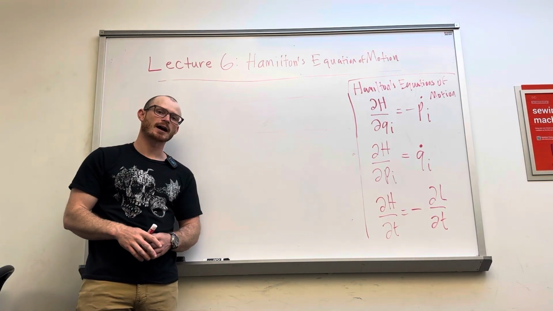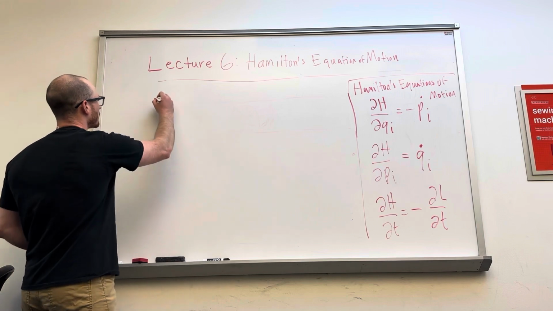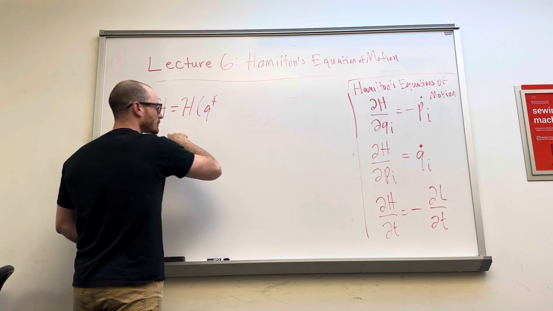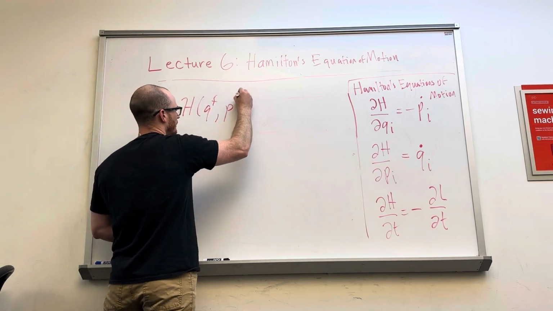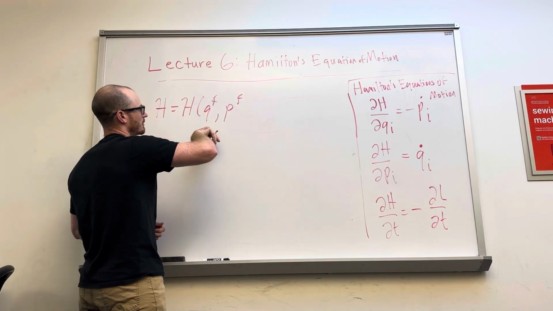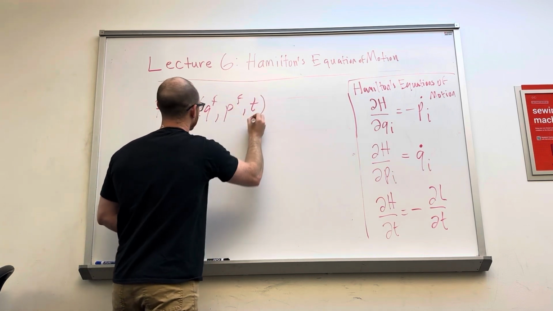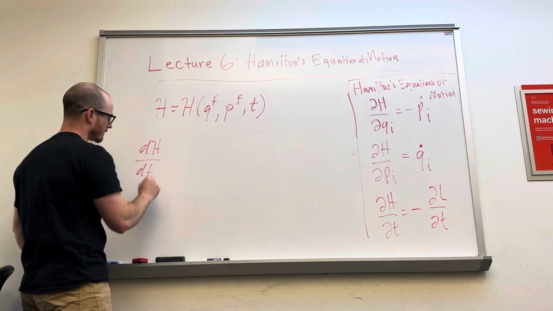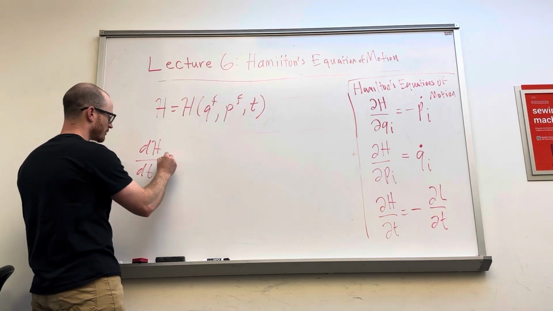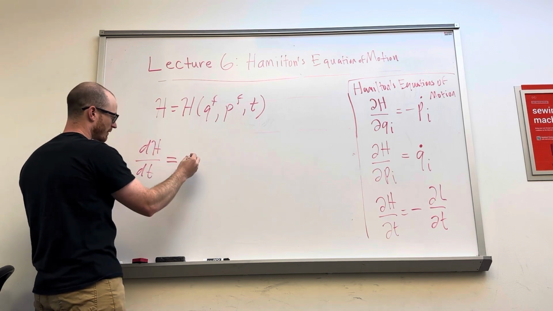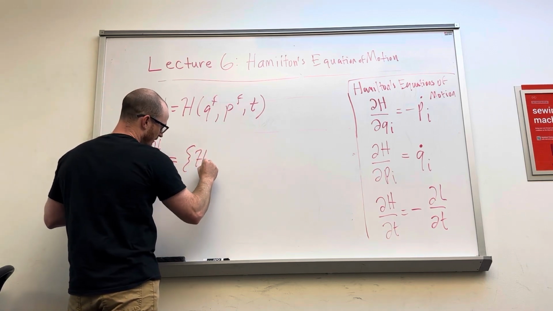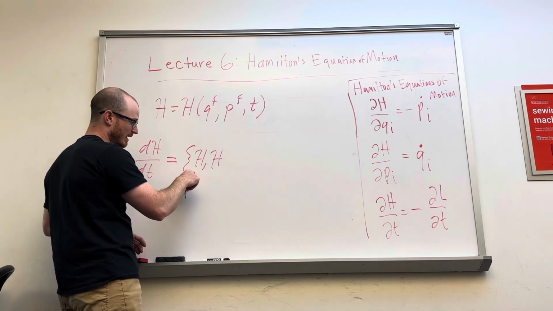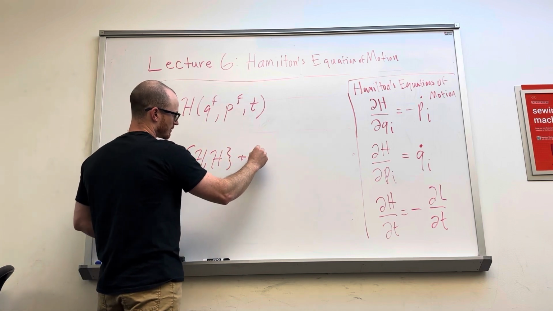The last thing I want to look at is the dynamical variable H, the Hamiltonian. Of course, the Hamiltonian is a dynamical variable because it can be written in terms of the generalized positions, momenta, and time. Now let's look at dH dt. Well, we know that the time rate of change of a dynamical variable is just the Poisson bracket of that variable with the Hamiltonian, so in this case it's H with H, plus partial H partial t.